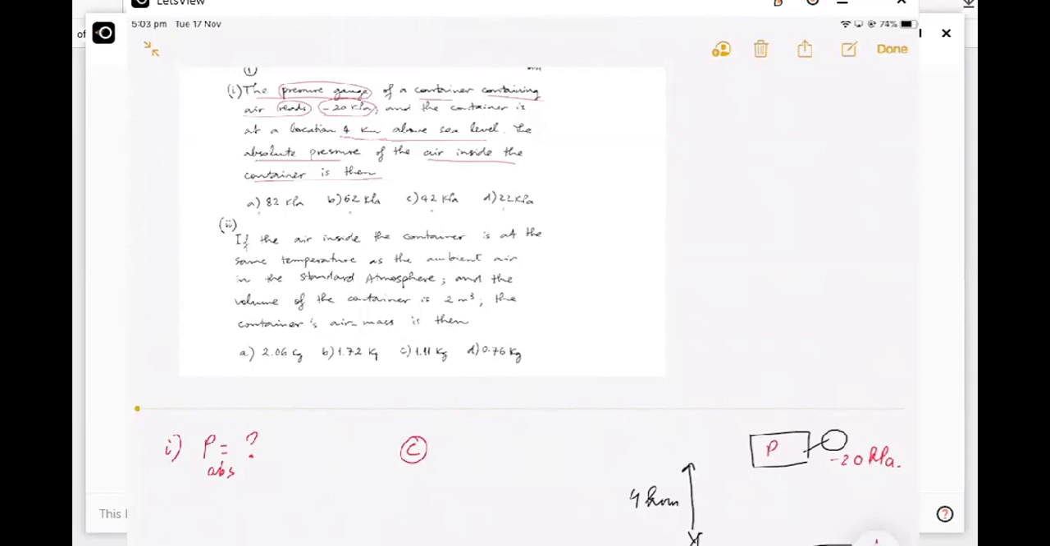A 82, B 62, C 42, and D 22. Which one is correct?